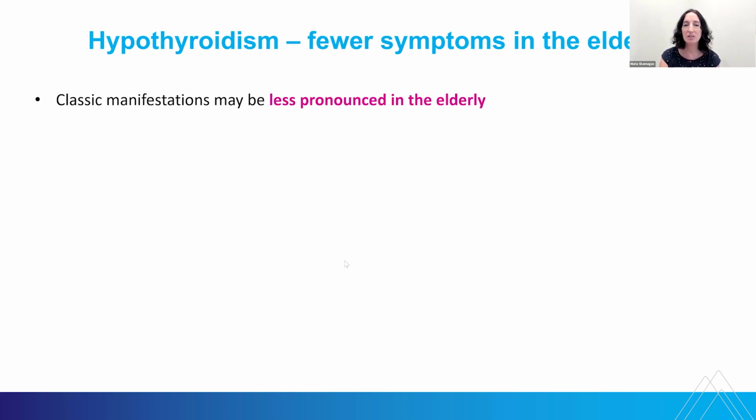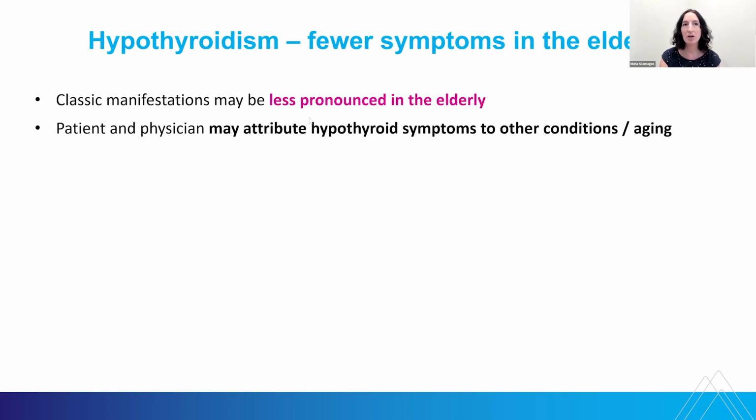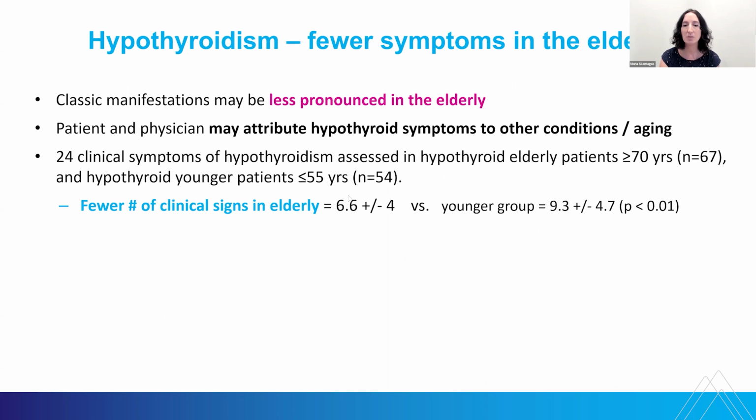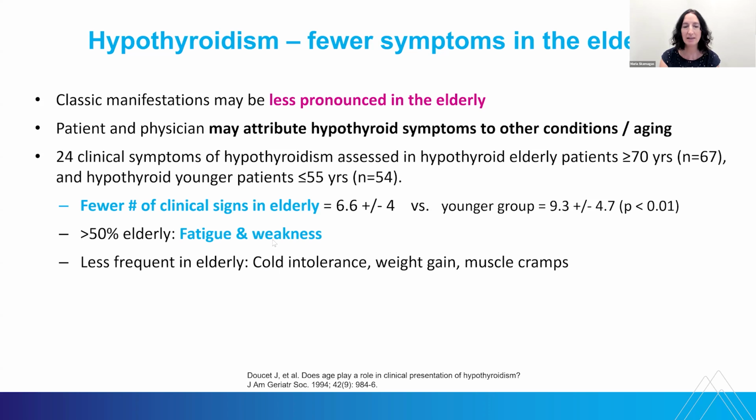In the elderly, the manifestations tend to be less pronounced, and oftentimes symptoms can be attributed to aging and other conditions. There was one study that looked at 24 clinical symptoms of hypothyroidism in hypothyroid elderly patients over age 70 and hypothyroid younger patients less than 55. There were fewer signs in the elderly, about 6.6 versus about 9.3 in the younger group. The elderly were more likely to report fatigue and weakness, and less frequently reported cold intolerance, weight gain, and muscle cramps.